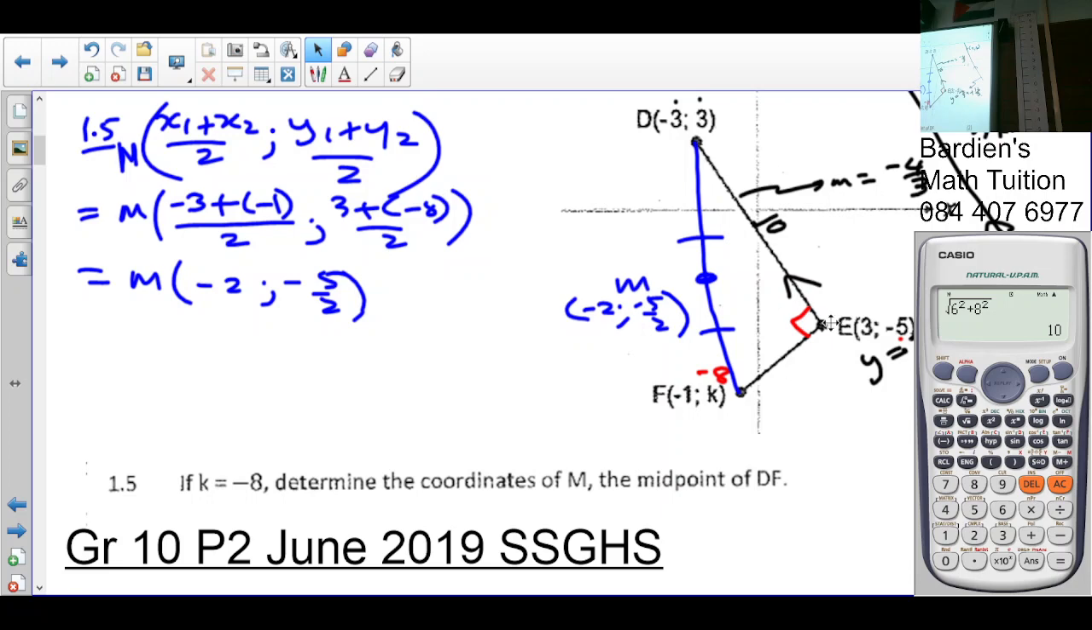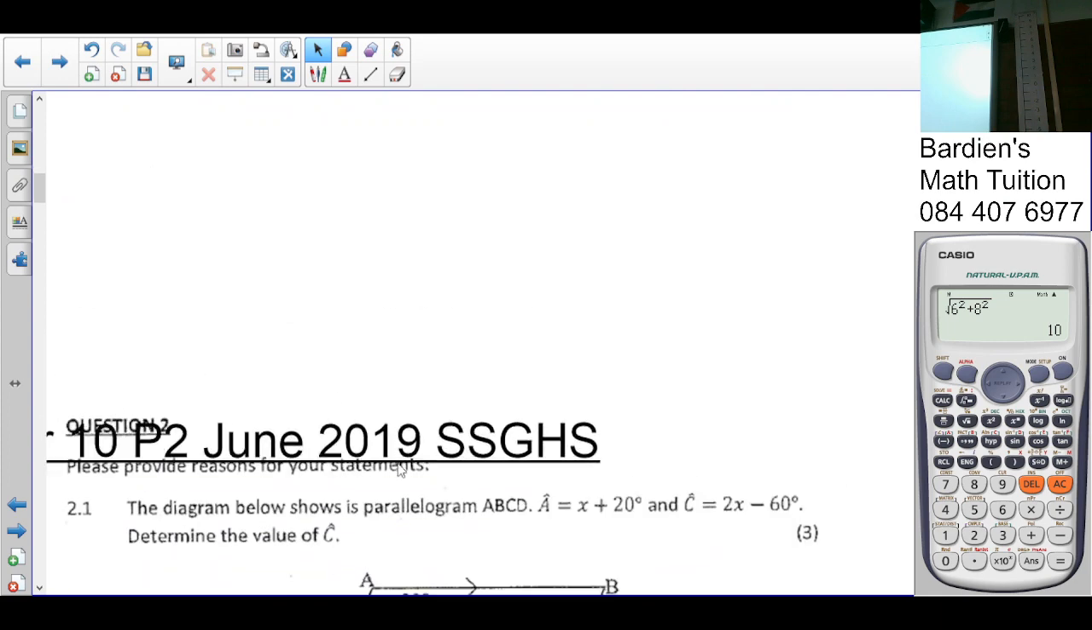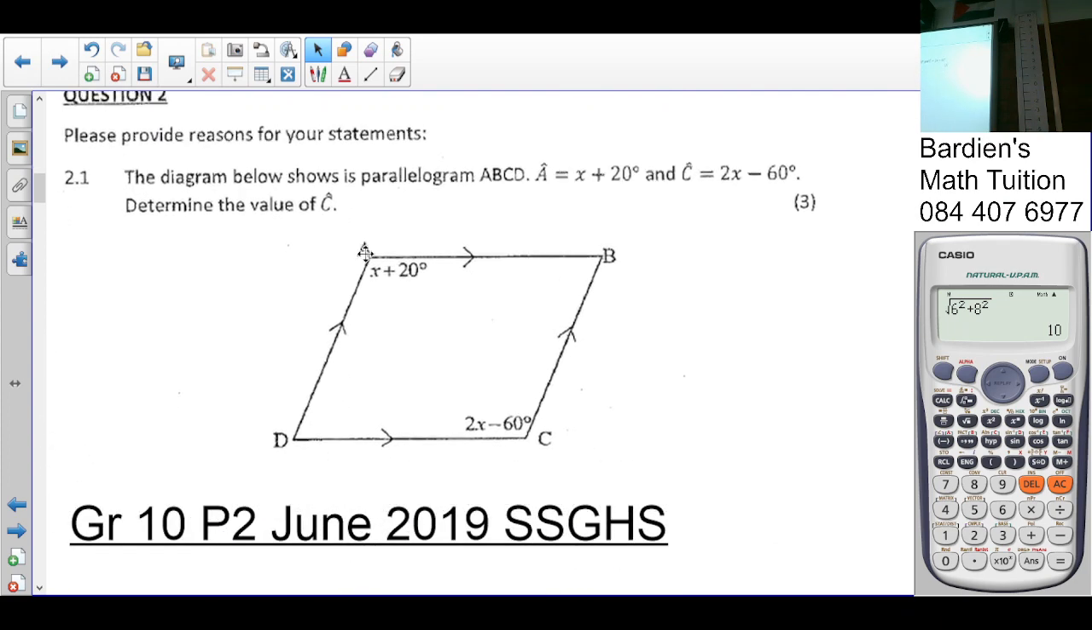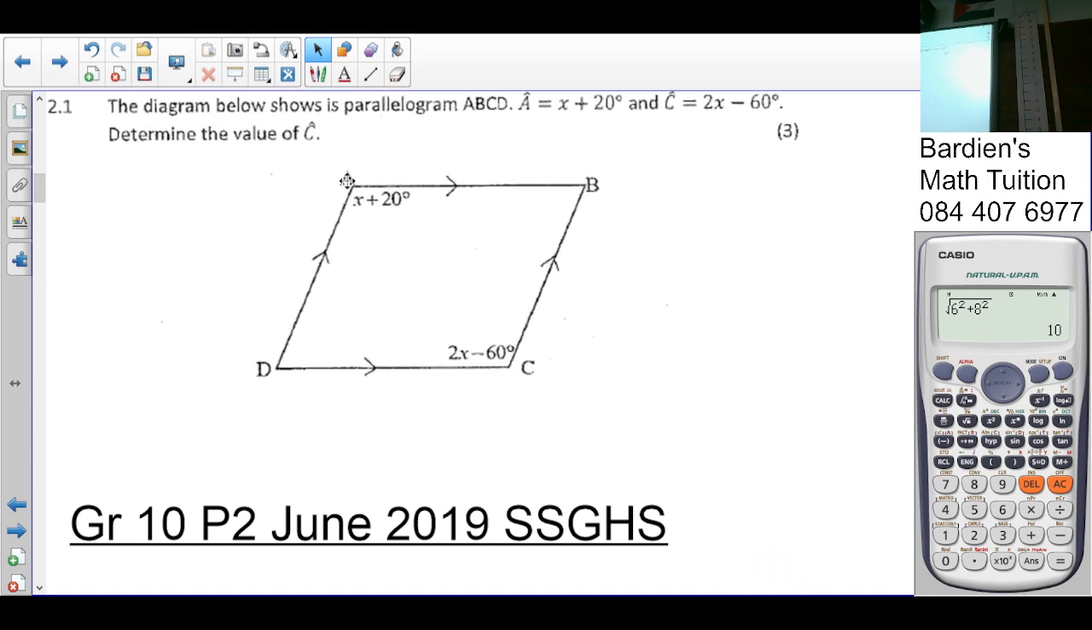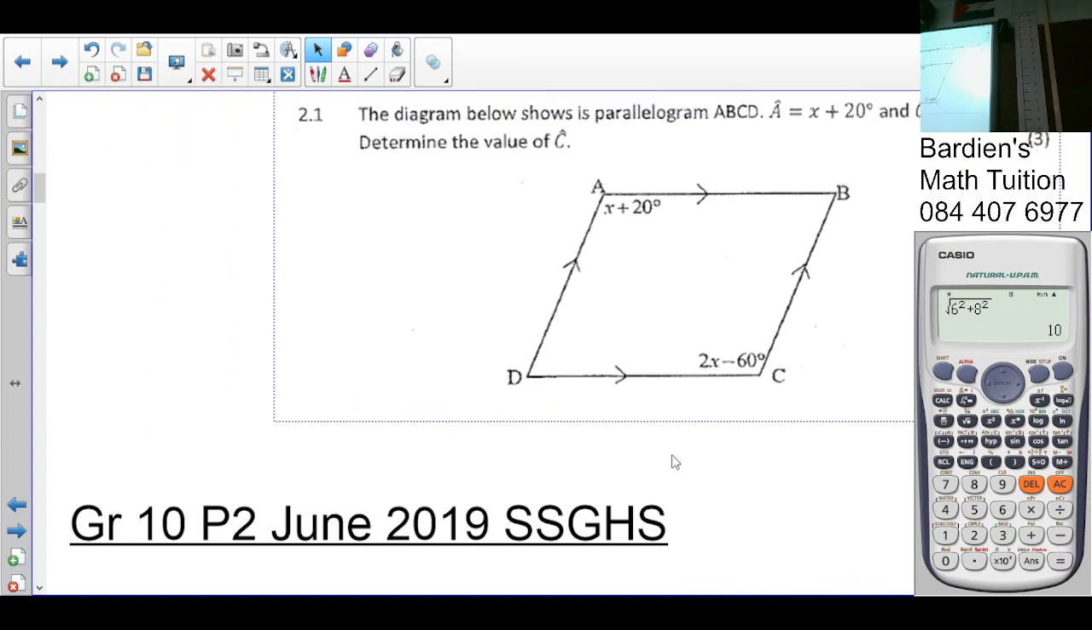Good. Okay, and that's the last question. Let's carry on. Question 2, we are told, please provide reason for your statement. So you're busy with geometry now. We are told that the diagram below shows a parallelogram with angle A equals x plus 20, angle C is equal to 2x minus 60. Determine the value of C. The value of angle C there.